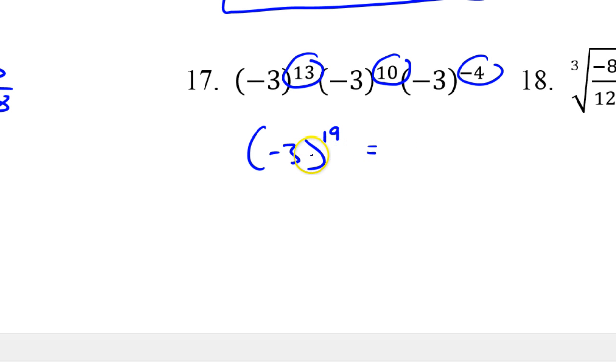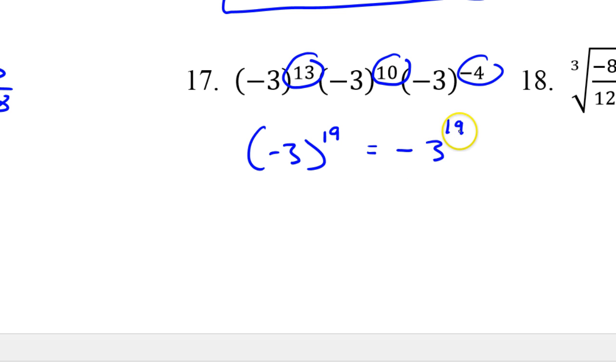Is this going to turn positive or stay negative? You had said it right the first time. It's going to stay negative because it's an odd power. So I definitely need to write this without parentheses. So it's going to stay negative. So I've got negative 3 to the 19th power.